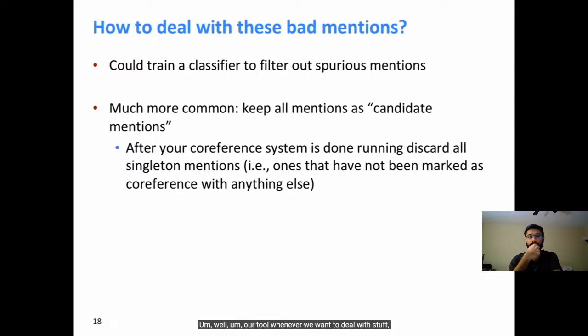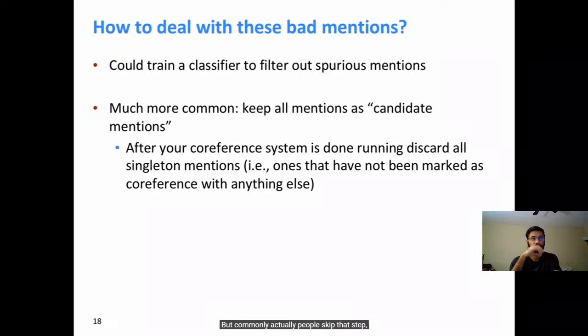Our tool whenever we want to deal with stuff is we train classifiers and they pick out things that are mentions and things that aren't. And so that's something that you could do, is write a classifier that filters out these spurious things that you want to say aren't really mentions. And people absolutely have done that.